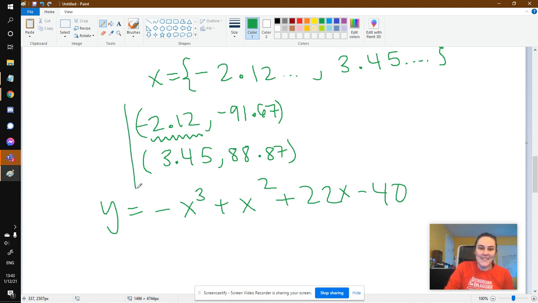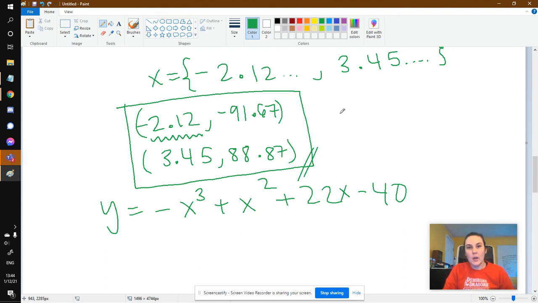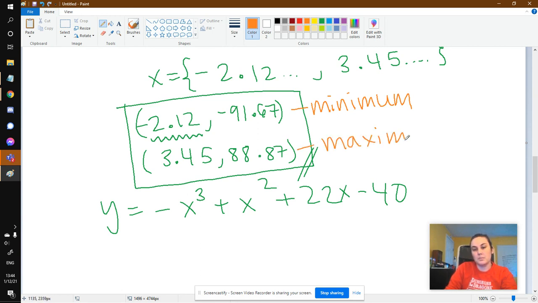So this is our final answer. These are the x and y coordinates of the minimum and maximum. Psych! We need to figure out which one's a minimum, which one's a maximum. It's pretty clear that this one can't be the maximum because it's smaller than a different number. And this one can't be the minimum because it's bigger than another number. So this is our minimum. And this is our maximum.